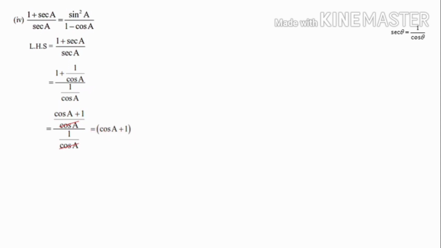Now we can take the right hand side, which is sin² A by 1 minus cos A. When we calculated the left hand side, we got cos A plus 1. We can stop it here, then go for simplifying the right hand side. RHS is sin² A by 1 minus cos A. Here the left hand side we simplified and kept in cos. The entire term is cos A plus 1.